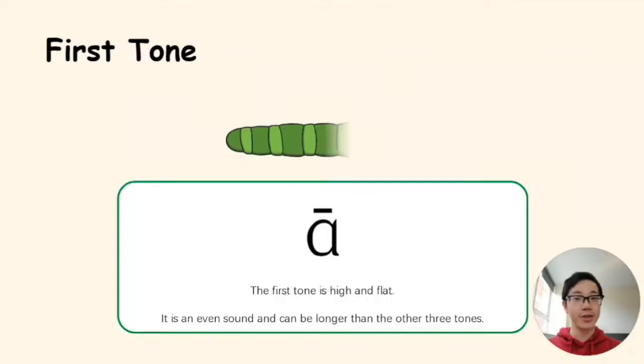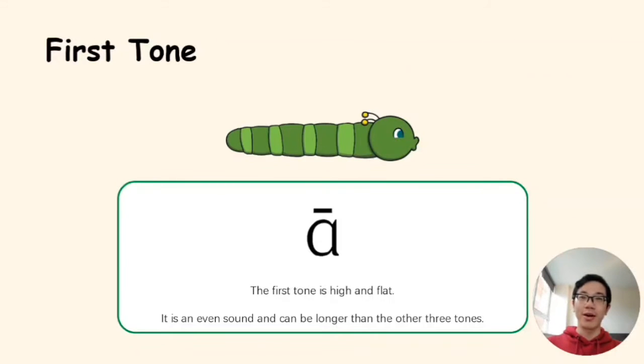Let's start with the first tone. The first tone is high and flat. When you pronounce that, you can imagine you are a robot. We always use a horizontal line to stand for the first tone. You can find that mark above the pinyin. We can make use of the ah sound as an example. You can try to read after me.